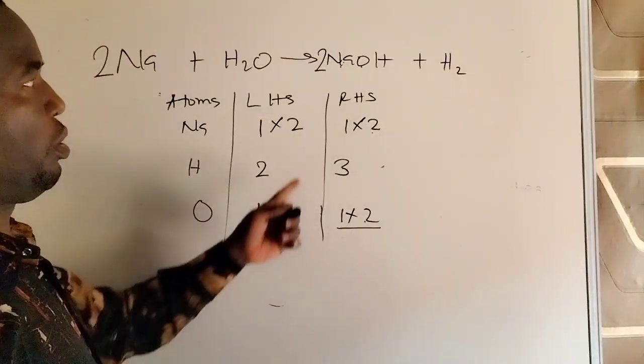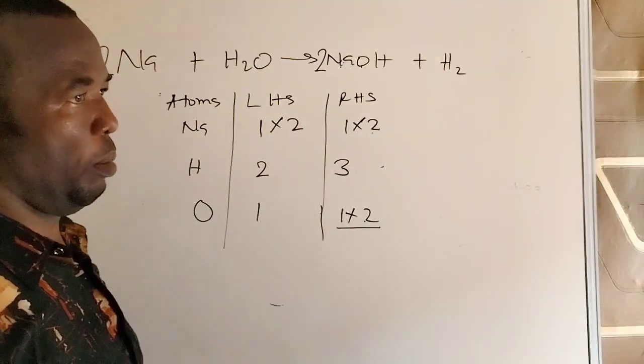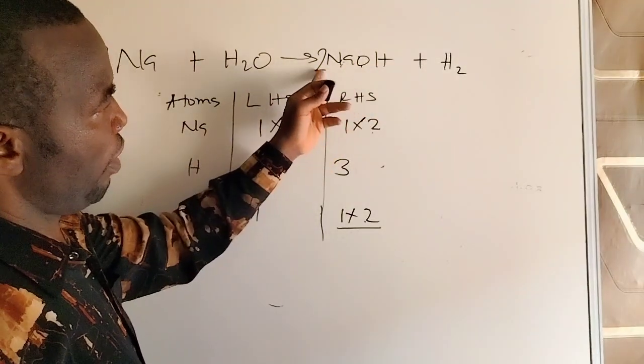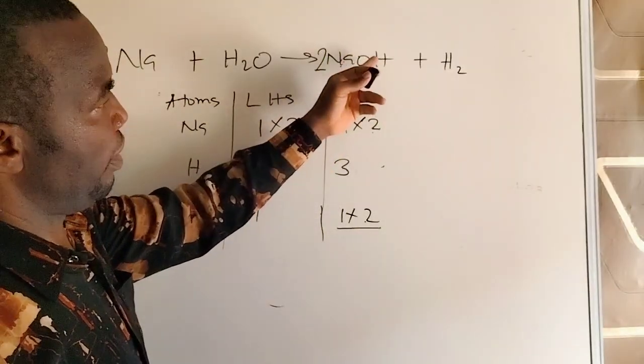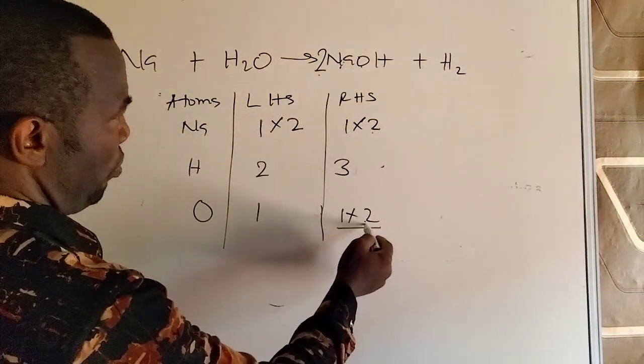Then hydrogen is 2 times 1, 2, plus 2, 4. Hydrogen becomes 4. 2 times 1, 2. Because this number you put in front, remember, you're going to affect sodium, oxygen, and hydrogen. So sodium again is 2.